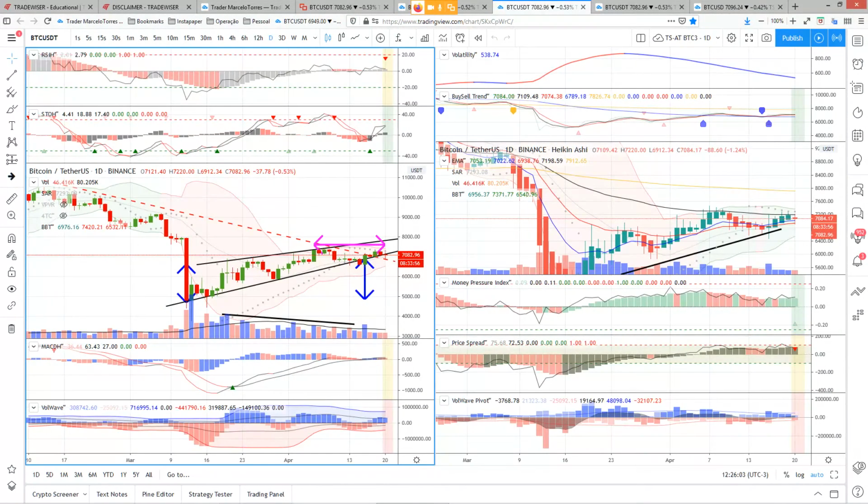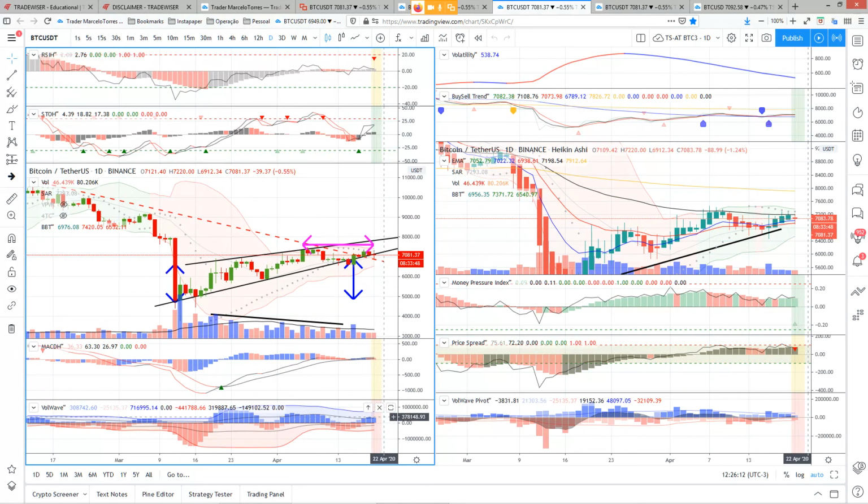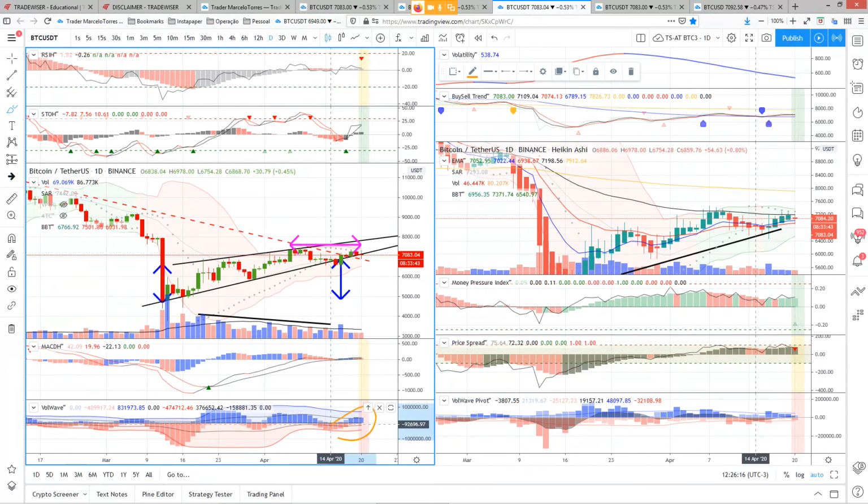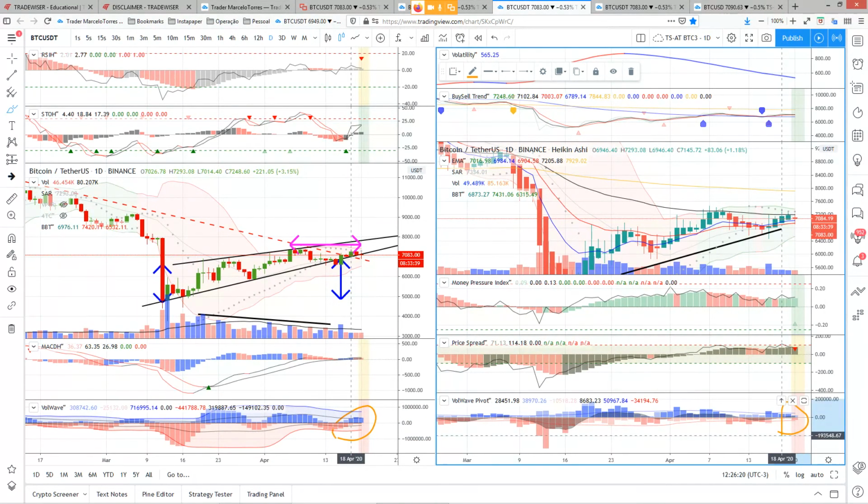For the 1-day chart, what do we have? We have the positive wave fading, as we can see. Let me get the pin. We have the positive wave fading. We do have the pivot saying yes, it is fading, it is going negative. We see the price spread starting to fade, but we still do have money pressure.